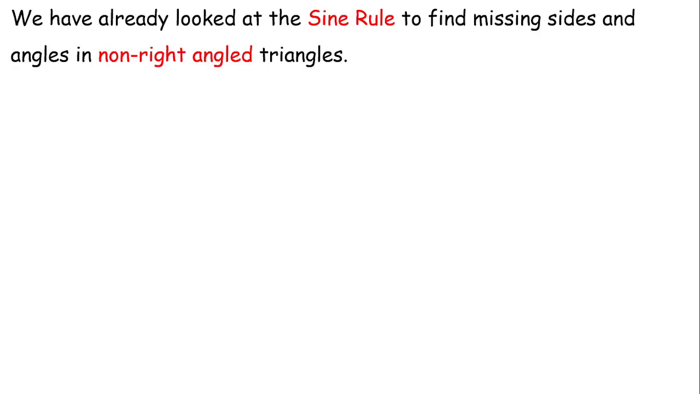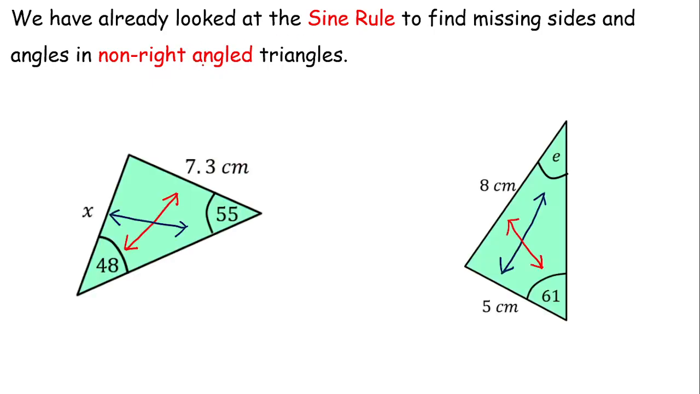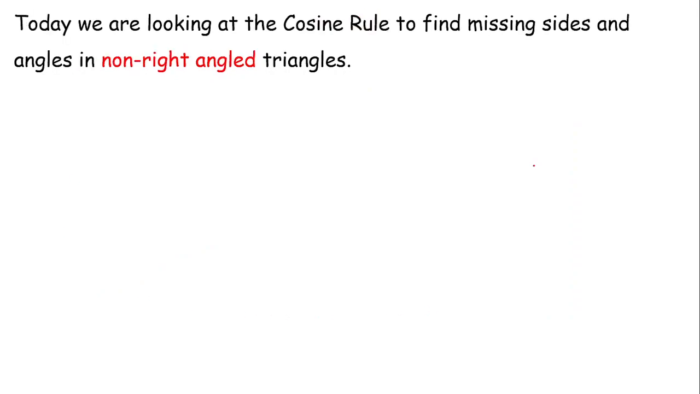So just to recap really quickly on the sine rule again, we've already been looking at the sine rule in class to find missing sides and angles in non-right angle triangles. So, for example, this stuff here, and it's really important, you use the sine rule when you're given two pairs of opposite sides and angles. So you can see that here. Two pairs of opposite sides and angles. That is the sine rule. And this is when you use the sine rule, which is important.